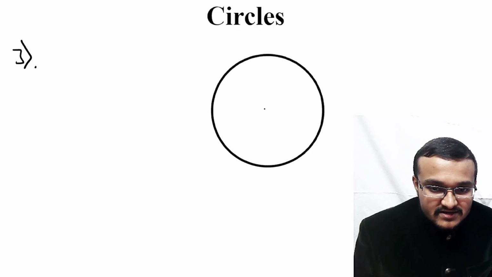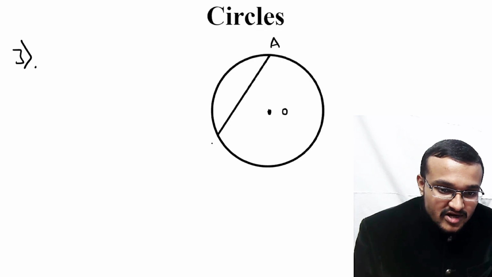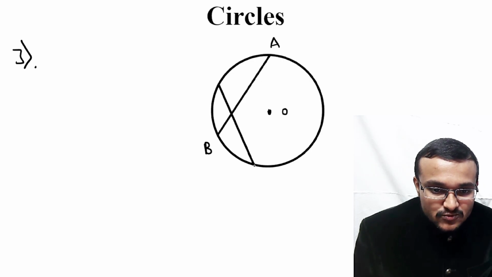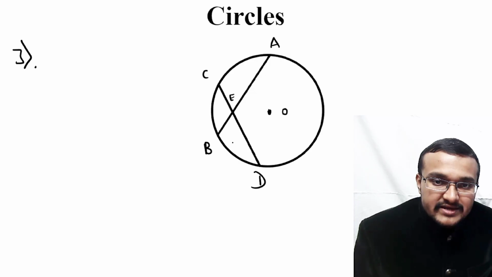So we have one circle like this. Let's call this center O. And here equal chords intersect with each other. So let's call this particular chord AB. And we'll take one more chord which is equal to AB. Let us call this chord CD. They both are intersecting at point E.